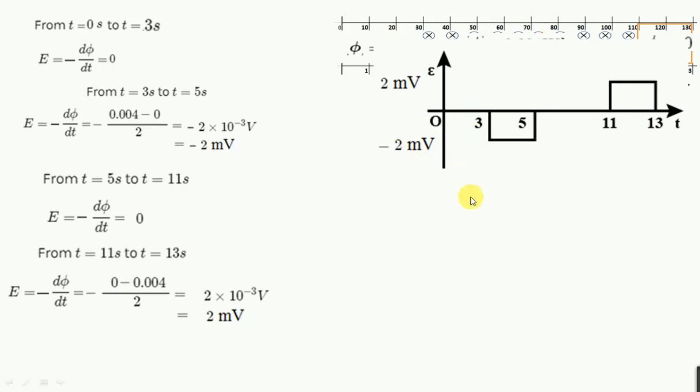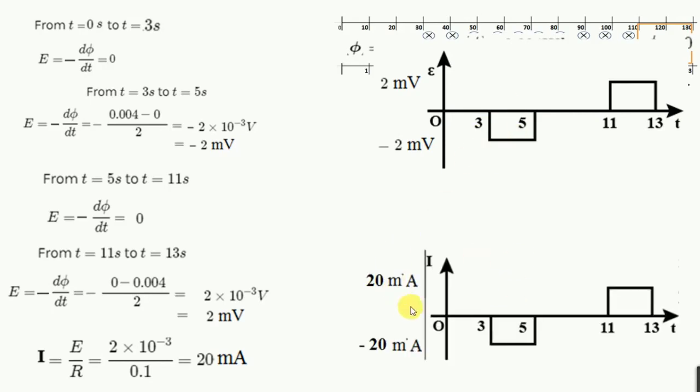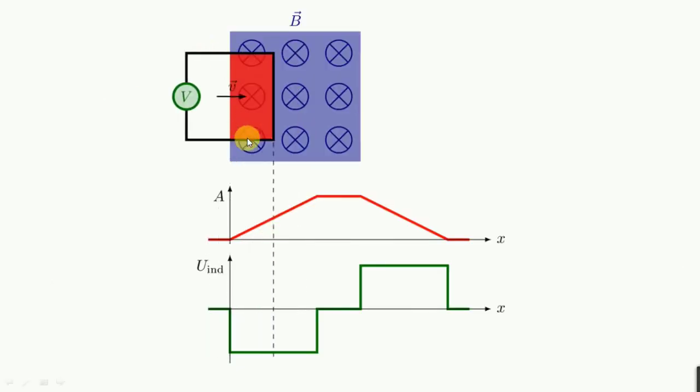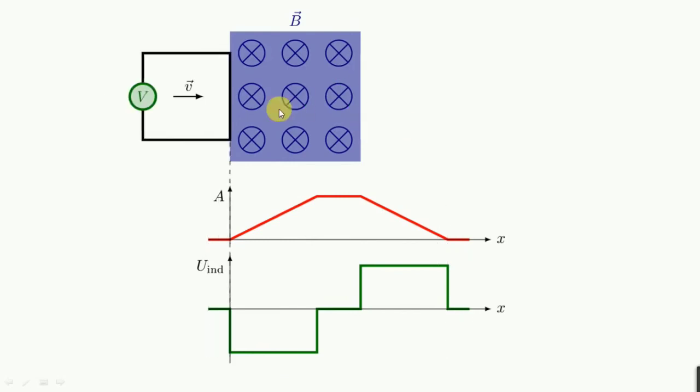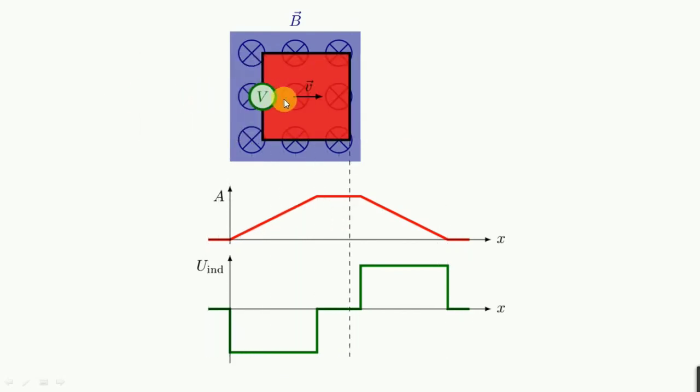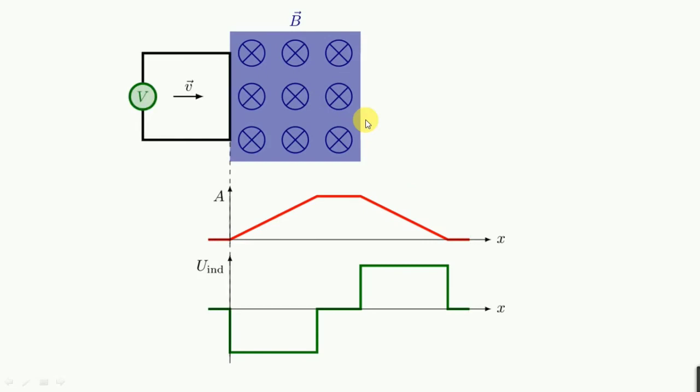Resistance is already given, so we can easily find the current, that is 20 milliampere. When potential is positive, we'll get the positive current. When the potential is negative, we'll get the negative current. So this is the graph between current and time. Out here you can see how the flux and EMF change. The flux is increasing first, then decreasing and becoming 0.